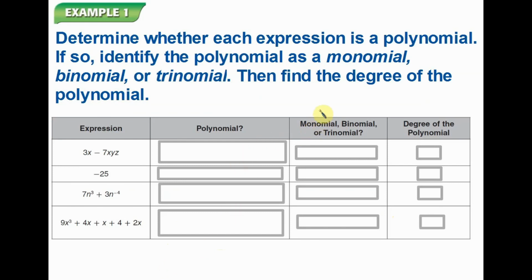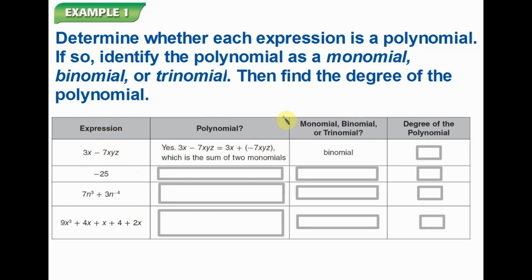So here's the first example. Determine whether each expression is a polynomial. If so, identify the polynomial as a monomial, binomial, or trinomial. Then find the degree of the polynomial. So let's look at the first example, 3x minus 7xyz. Is this a polynomial? The answer is yes, it is, because this one has a sum of two monomials. It's called a binomial. If I want to find the degree of this polynomial, then I need to look at the degree of each monomial and find which one is the highest.